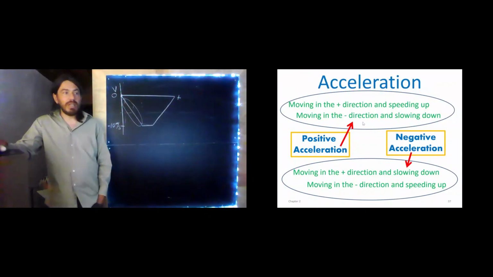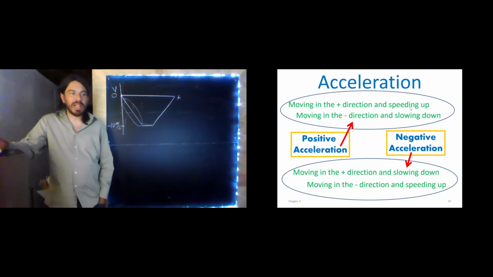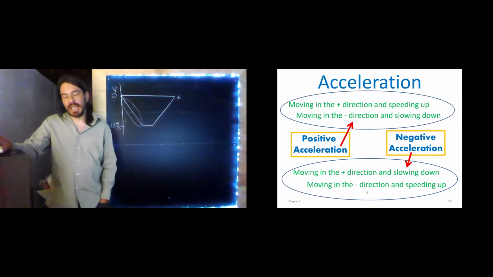Positive acceleration means you're moving in the positive direction and speeding up, or in the negative direction and slowing down. A negative acceleration is moving in the positive direction and slowing down, or moving in the negative direction and speeding up. There's a lot of different ways you can wrap your brain around this.